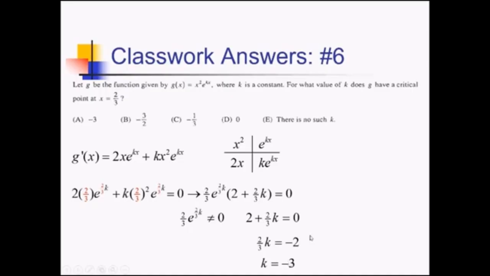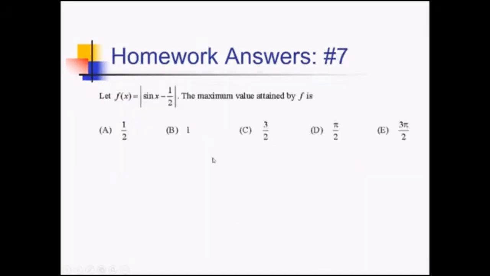That's going to give us what we need here. Choice A. On this problem, we're given the absolute value of sine of x minus 1/2, and we want to know its maximum value. Now, before you go ahead doing crazy things like taking derivatives and testing candidates and all that, let's think a little bit about what this actually looks like.